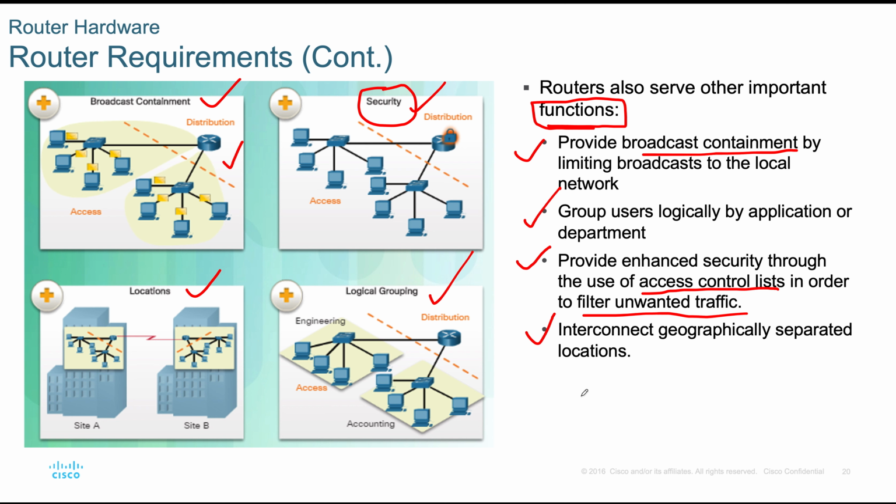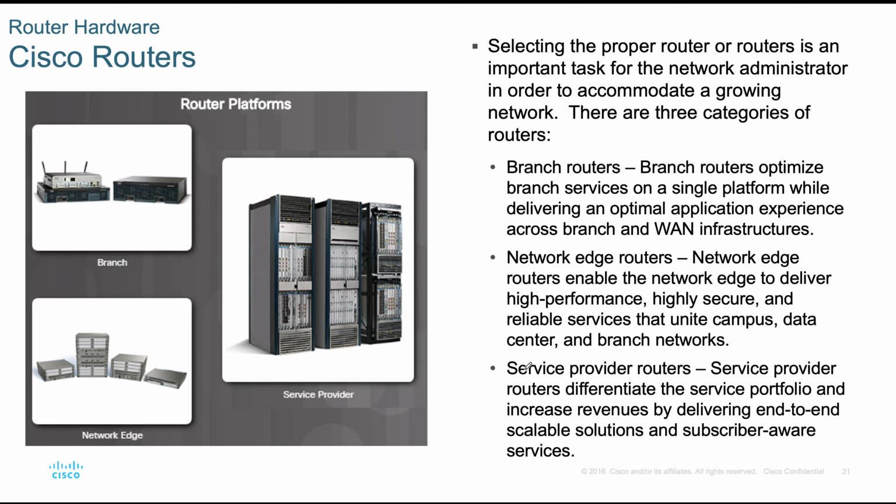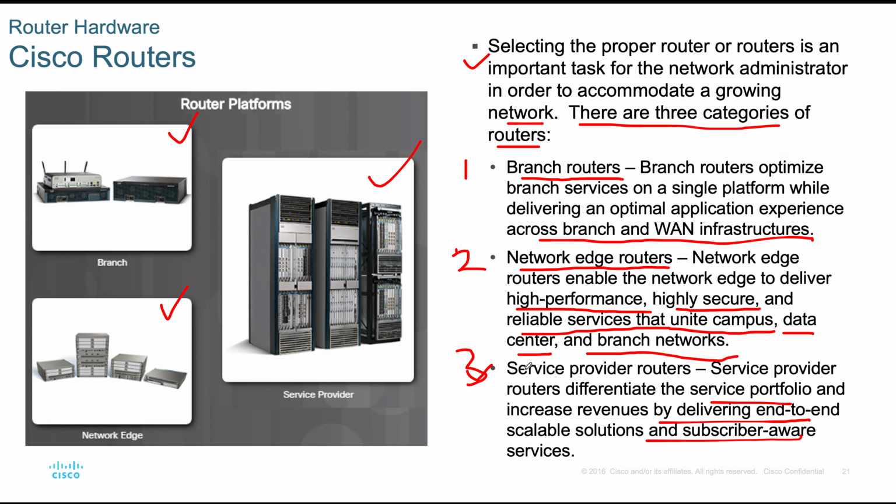Routers also provide what we call interconnection of geographically separate locations. A router will connect your office in Lagos, Nigeria, to your office in New York, United States, to your office in Kuala Lumpur, Malaysia, to your office in Osaka, Japan. The router is the gateway that connects all your geographically separated locations. Is that okay?